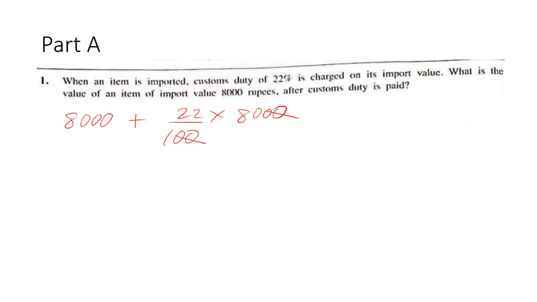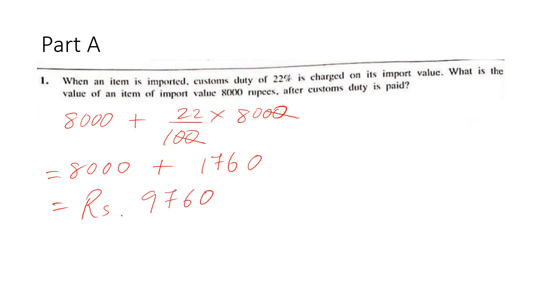Then you can cancel out this thing and you get 8,000 here plus 8 into 2, that is 16, and plus 1, that's 17, and you get this amount. Then the value after the custom duty is paid is 9,760 rupees. So this is how you get the answer.